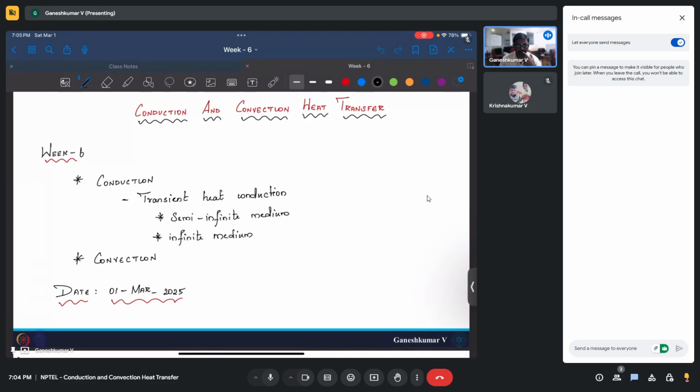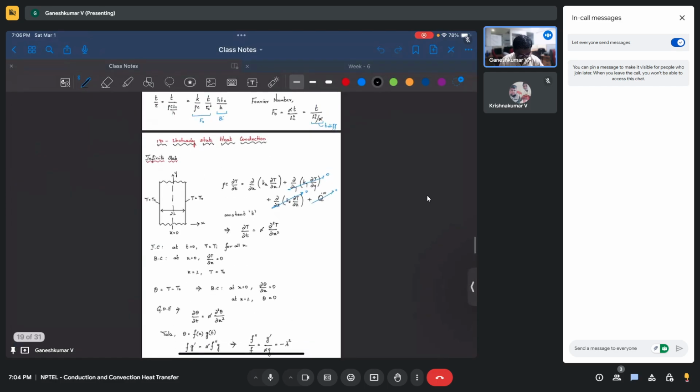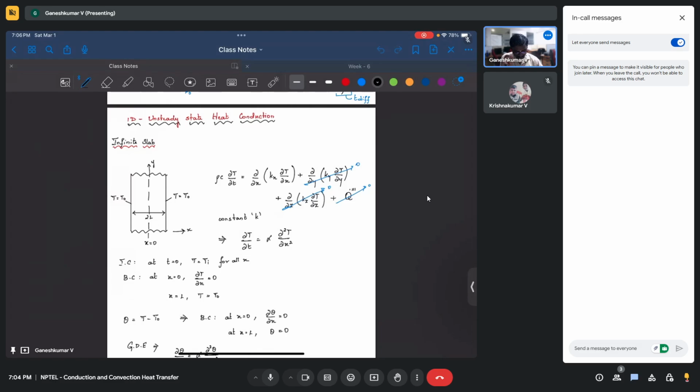Without further ado, let's get into this week's content. Let me quickly give you a recap of what we did. Last week we slightly touched on the infinite slab, and this week we studied the semi-infinite slab. We also studied a bit about convection. We studied more about convection, but in this week's assignments, convection is not there.